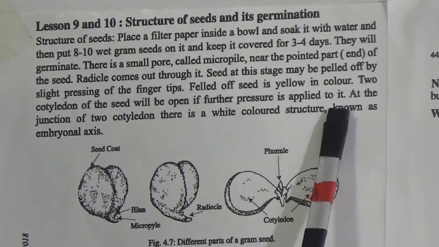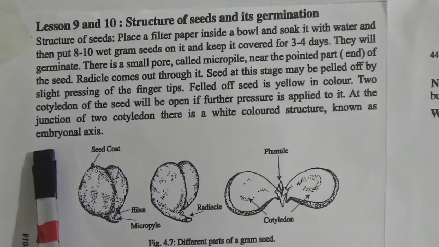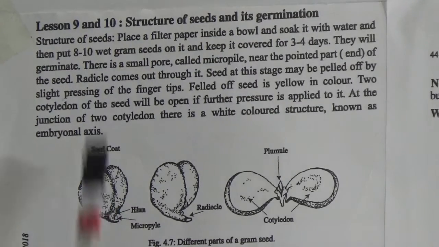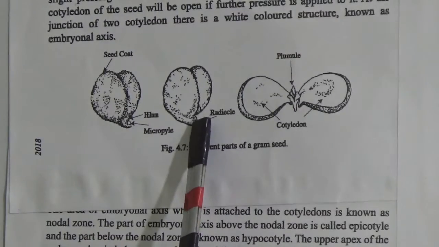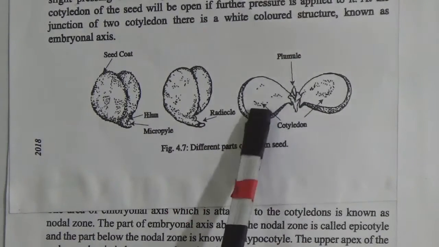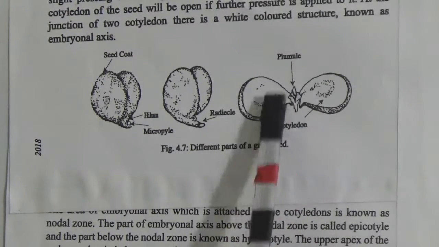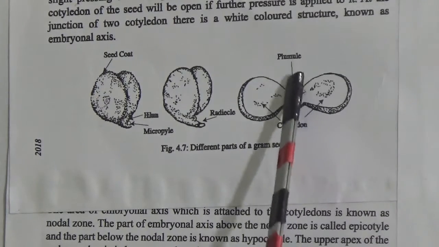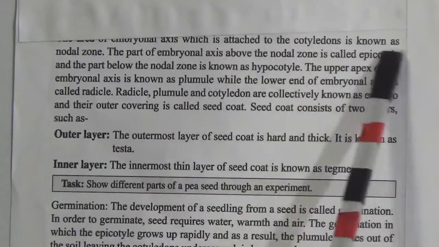That's why we will get 2 cotyledons, and at the junction of the 2 cotyledons there will be a white-colored structure known as the embryonal axis. Look, this is the gram seed, and this upper portion is known as the seed coat, and this portion is known as the radicle. From the micropyle the radicle comes out. If we press on the seed, we will see there are 2 seed leaves, and in the middle, from the joint of the 2 seed leaves, the plumule comes out, and the axis where it is attached to the cotyledons is known as the nodal zone.